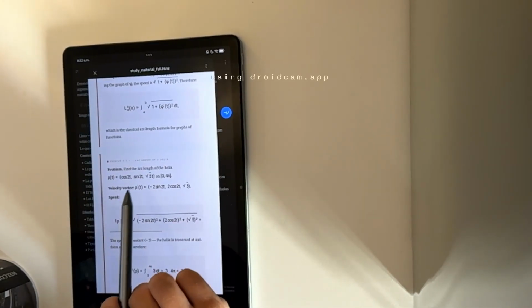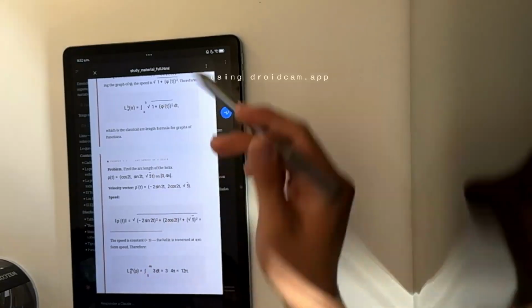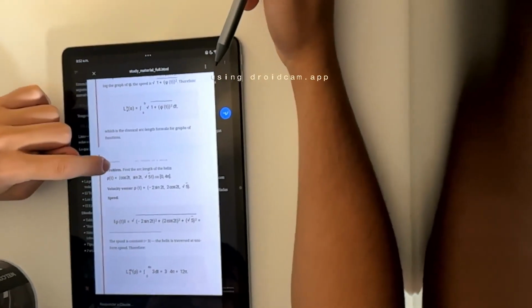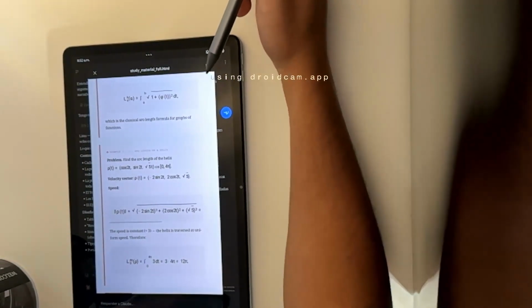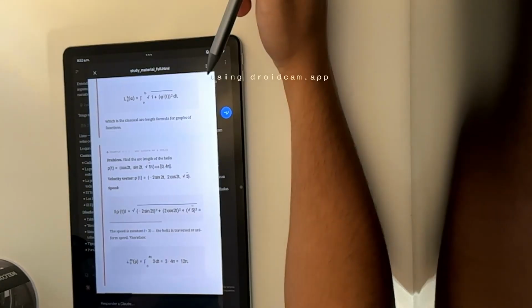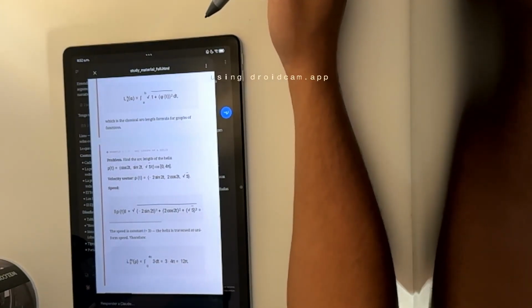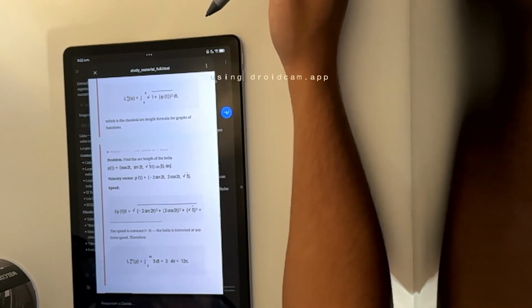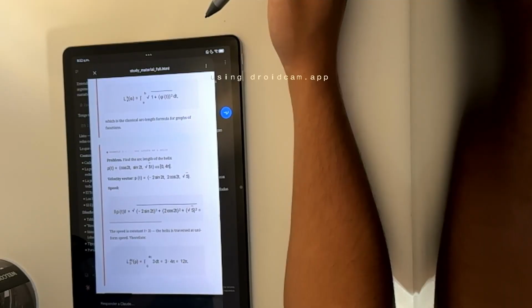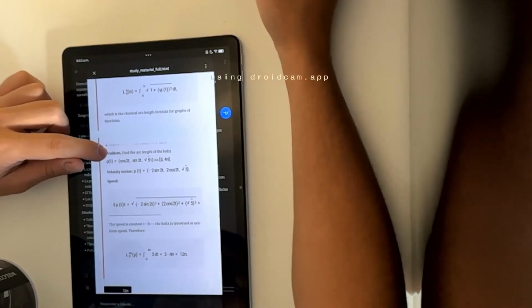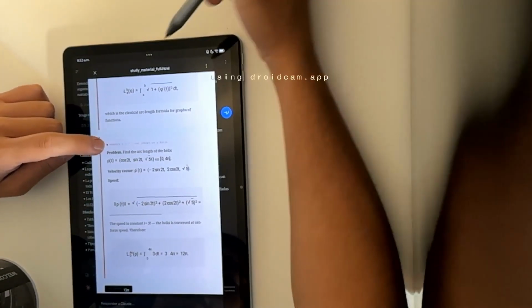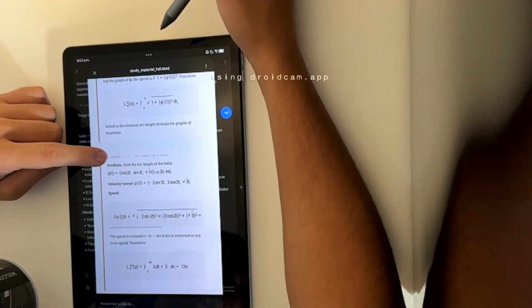Problem: find the arc length of the helix. Draw.